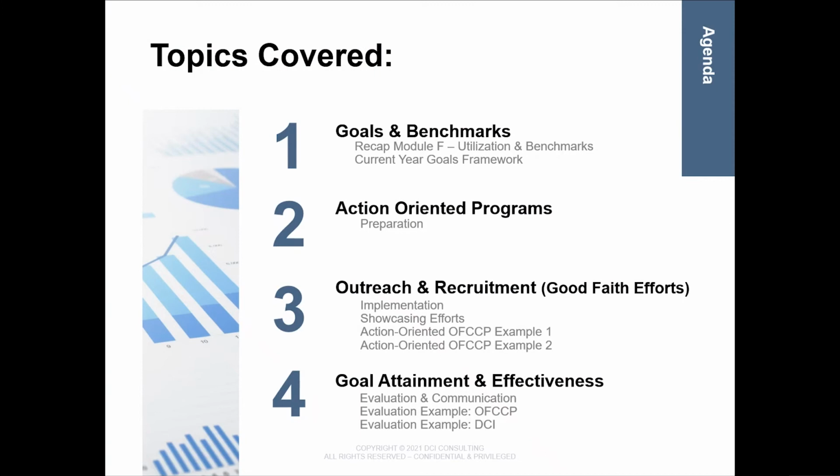For this module, the topics that are going to be covered, the first is goals and benchmarks. We will recap Module F, the utilization and benchmarks, and look at the current year goals framework. Moving into the second topic of action-oriented programs and preparing for those action-oriented programs. The third topic is outreach and recruitment as it relates to good faith efforts. So implementing the good faith efforts and then also showcasing your efforts with two specific examples from OFCCP that they've provided. Our last topic is goal attainment and effectiveness.